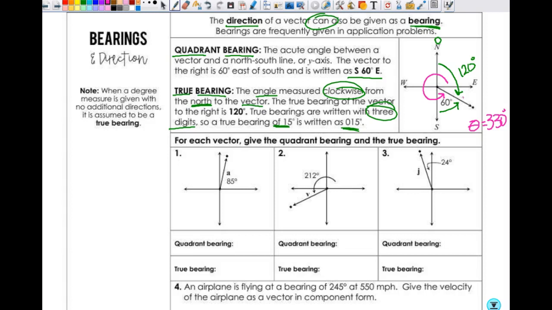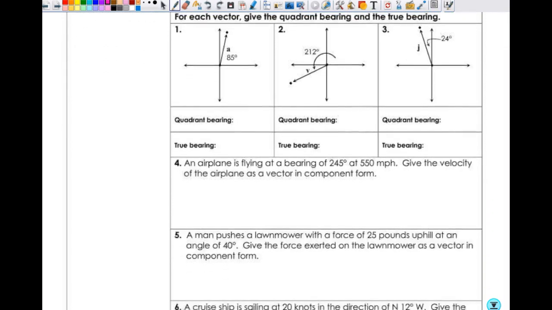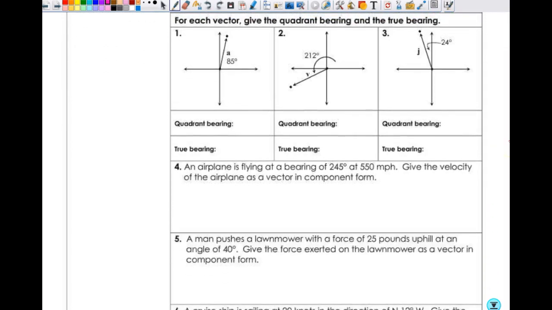All right, so let's look at, it says for each vector, give the quadrant bearing and the true bearing. So on this one, they've given me theta. Theta is 85 degrees. My quadrant bearing is going to be north something east, right? So north, how many degrees east? 5, okay, 5 degrees east. And then my true bearing, which starts with 0 here and goes to the vector, is going to be 5 degrees, right? But it has to be in 3 digits, so it's 0, 0, 5.